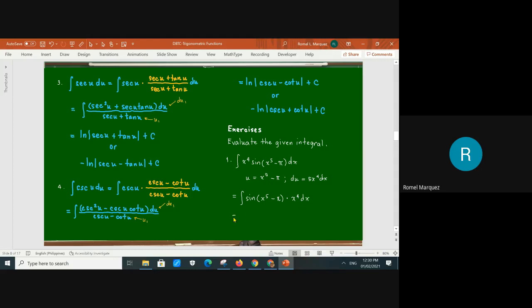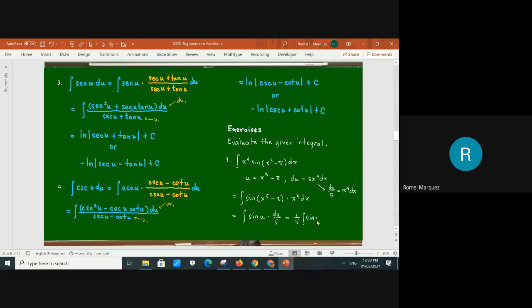dx. So again, we are going to replace x to the fourth by what? Ano daw ang loob nito? Sine u. So this is u. But what is x to the fourth dx, guys? From here, what is du over 5? That is equal to x to the fourth dx. So x to the fourth dx is du over 5, right? And this is equal to 1/5 integral of sine u du.